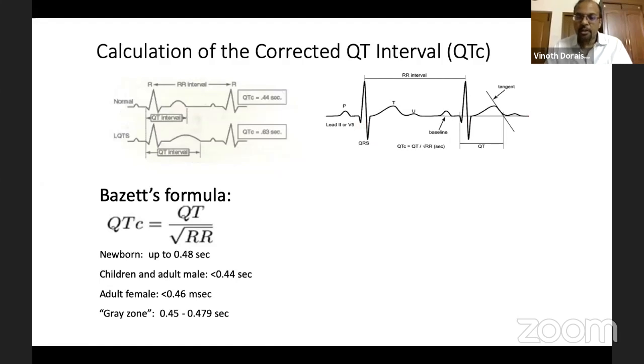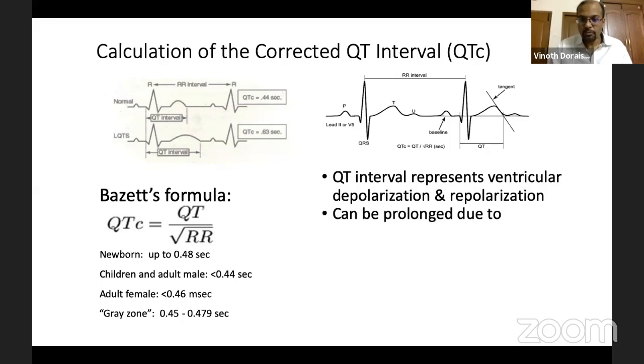Usually we use lead 2 and lead V5 to calculate the QT interval, but suppose it's not seen well in these leads, you can use any other lead where the end of the T wave is clearly seen. It's best to always calculate the QTc from multiple leads, and whichever has the longest QTc should be taken as the QTc. It can be prolonged due to genetic causes.